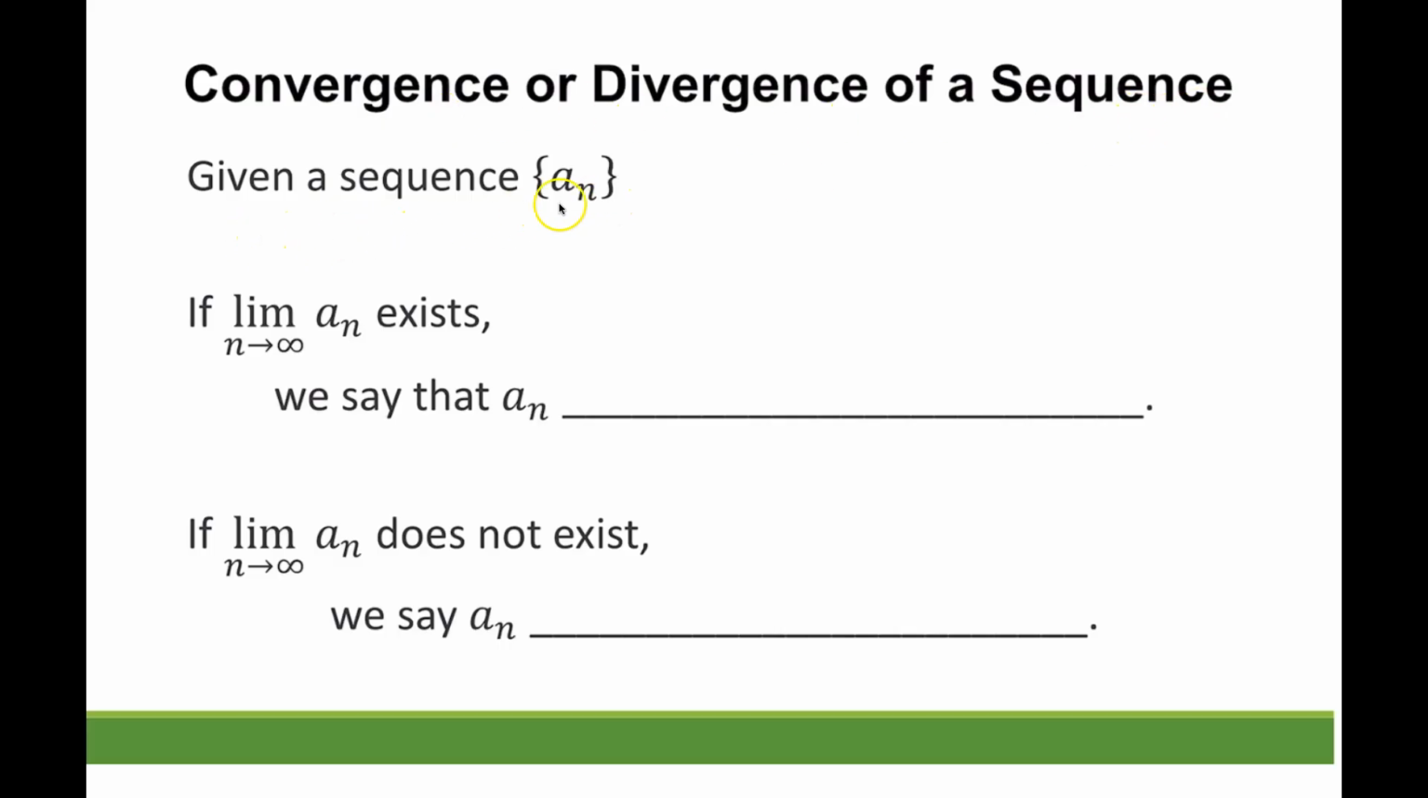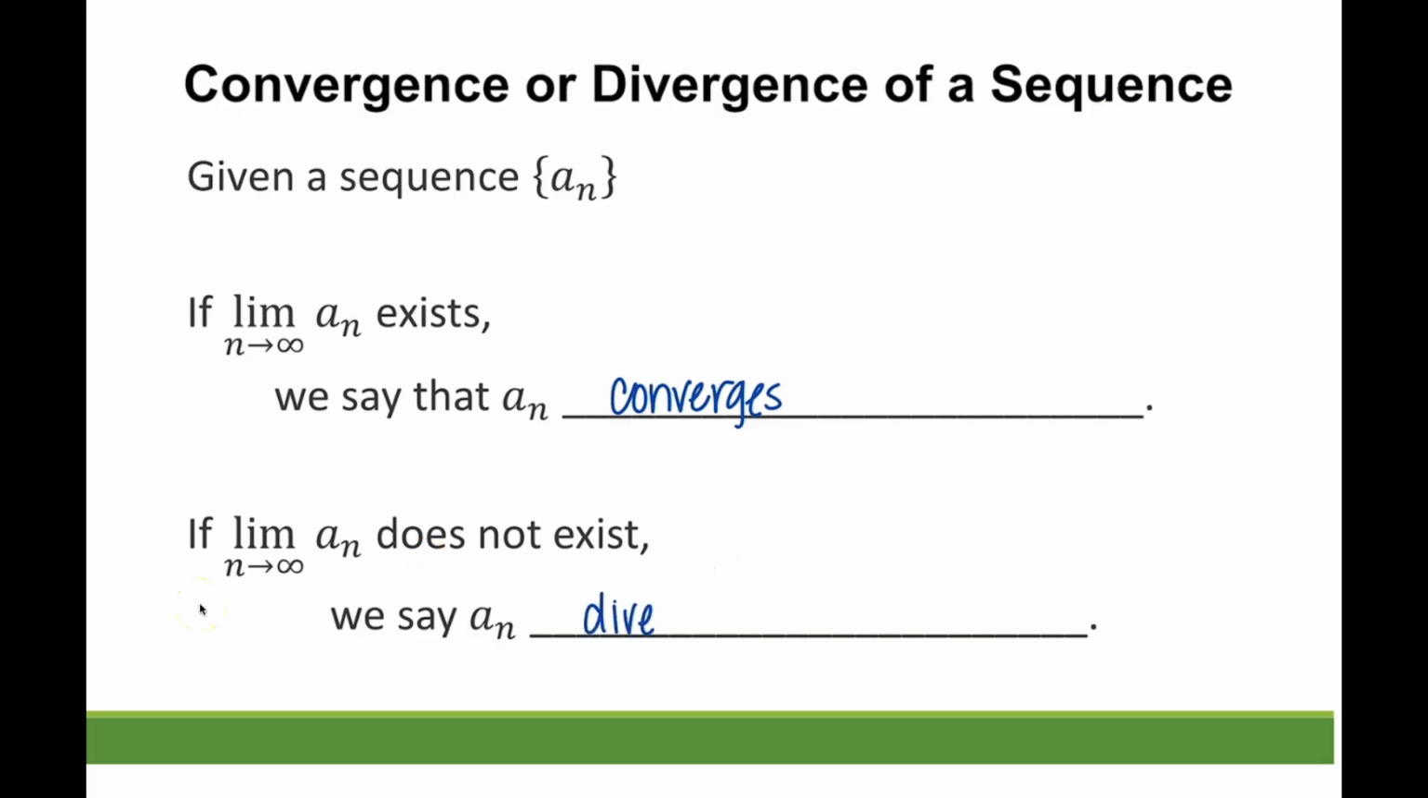If we're given a sequence a sub n, if the limit as n approaches infinity of a sub n exists, meaning the limit is a real number value, then we say that a sub n converges. So in our last two examples, the limit as n approaches infinity was 0 in one example and 1 in another example. Since those are real numbers, those limits exist and those sequences converge.